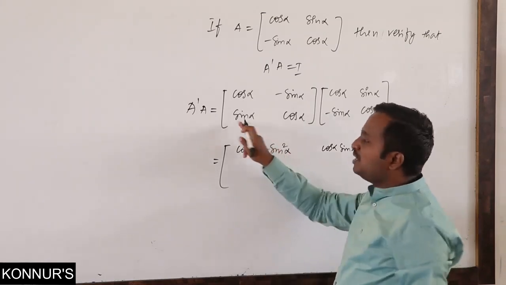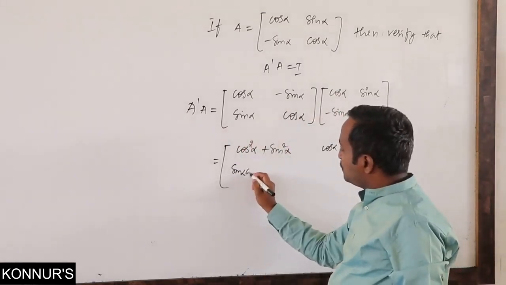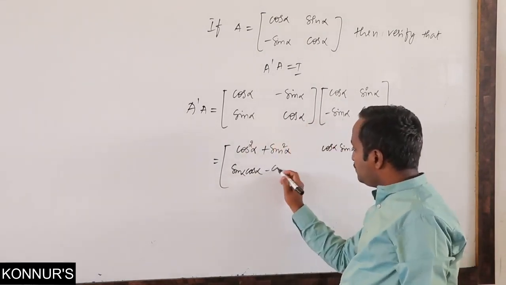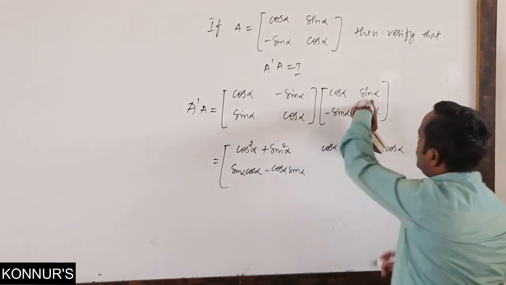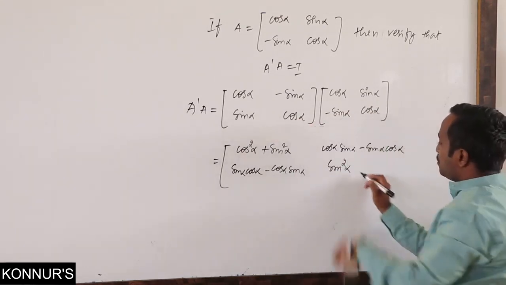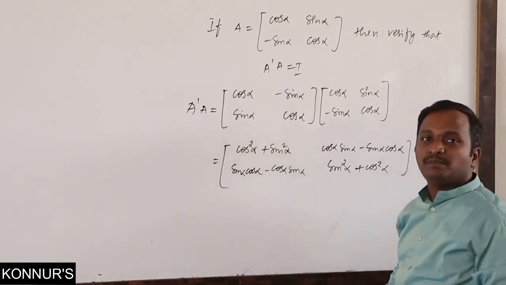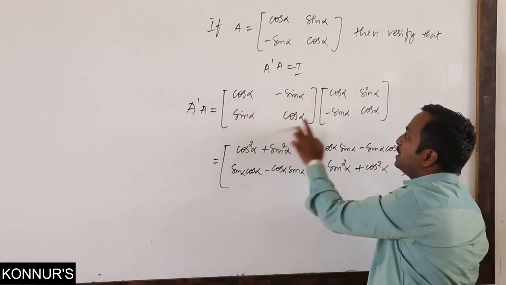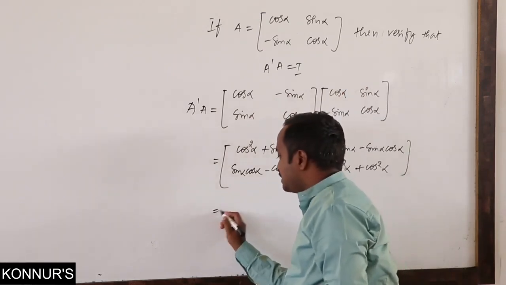First row, second column over. Next, second row, first column: sin alpha into cos alpha, sin alpha into cos alpha. Move here: cos alpha into minus sin alpha becomes minus cos alpha sin alpha. Next, sin into sin, sin square alpha. Next, cos into cos, cos square alpha. So the entire matrix multiplication: first row first column, first row second column, second row first column, second row second column. Okay, now simplify this.